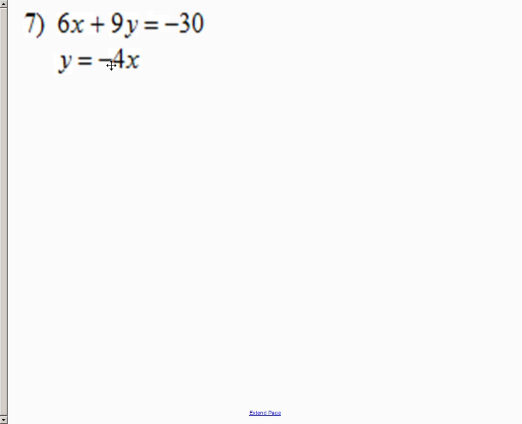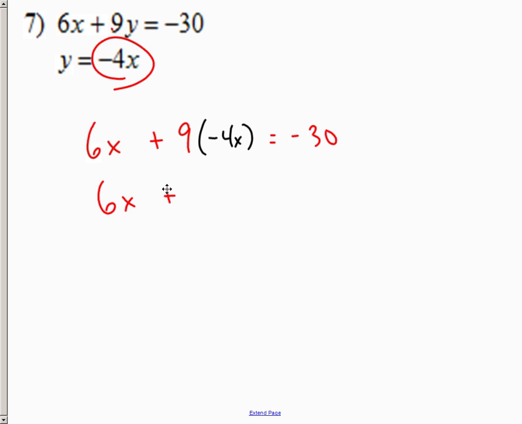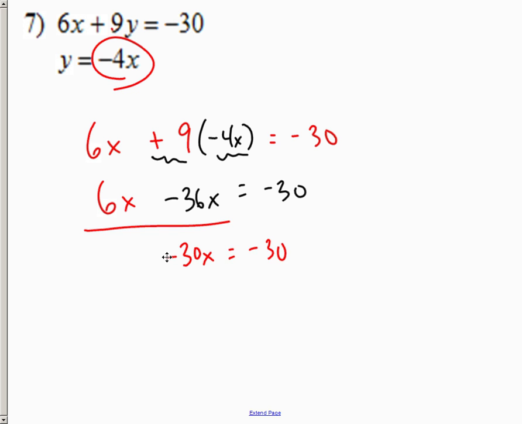Moving on to number 7, we've got the same thing again, except this is a negative 4x. So 6x plus 9, and this 9 is multiplying the y. Well, y is equal to negative 4x. So I've got to show that that negative 4x is still going to multiply the 9. We'll go through and, whoops, sorry. This positive 9 is going to multiply the negative 4x, so that's negative 36x. Now I can combine like terms. 6x minus 36x is negative 30x. Divide both sides by negative 30 and x equals 1.